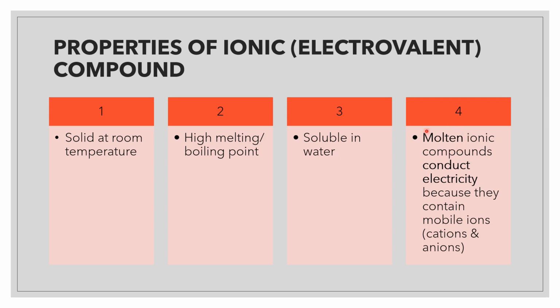So dalam keadaan lebur, okay, ionic compound boleh mengalirkan electricity, okay, boleh conduct electricity. Kenapa? Due to the presence of mobile ions, cation and anion. Sebab kita ada ion yang bergerak. Mobile ions means ions yang boleh bergerak.